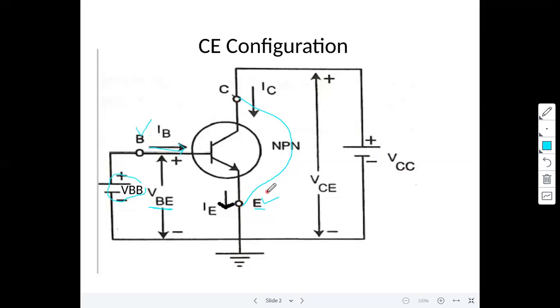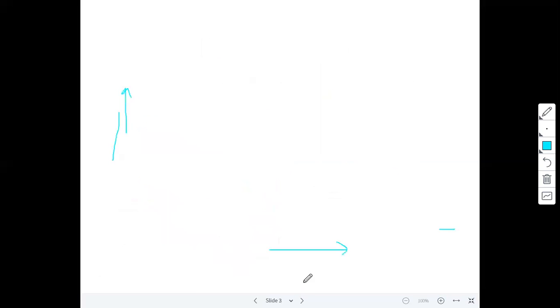VCE is constant. So input characteristics are plotted: input current versus input voltage. At the same time, we have to keep output voltage constant. For different output voltages, we have to plot VBE versus IB. That describes the input characteristics.